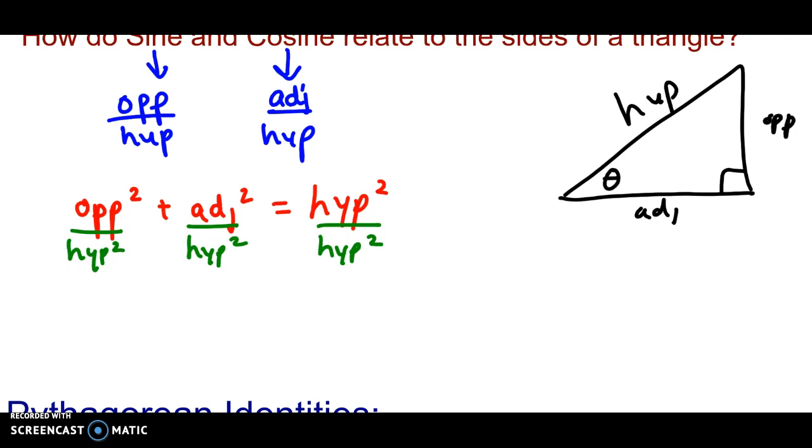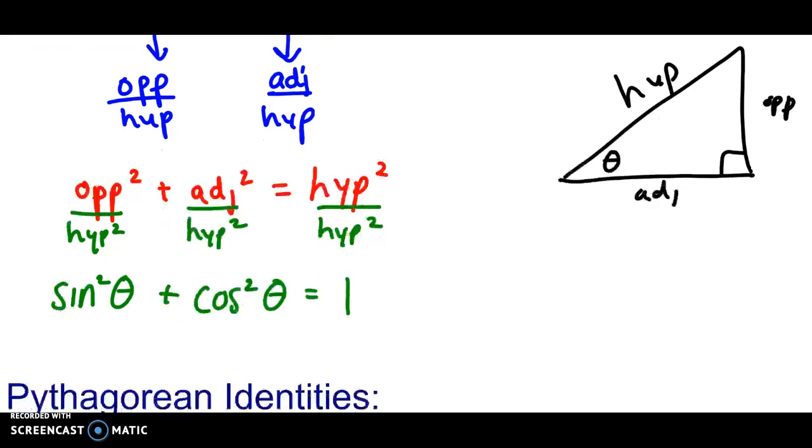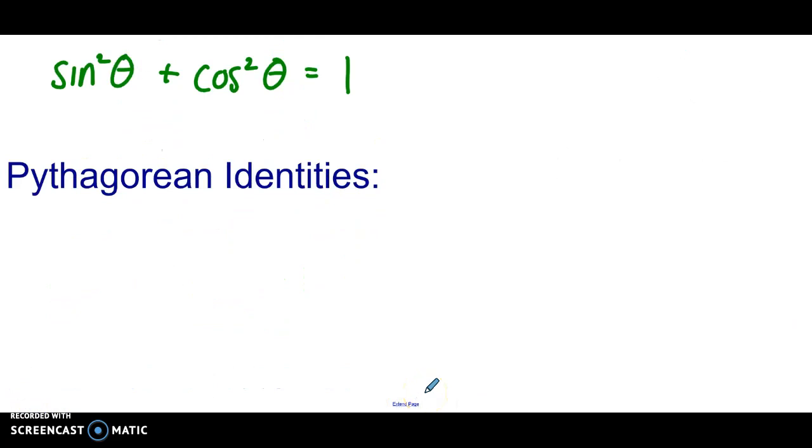Well, what does that equal? Opposite squared over hypotenuse squared is sine squared. And adjacent over hypotenuse, both of them being squared, would be cosine squared of theta. And this over here is just 1. What? That's beautiful. So that actually is our first Pythagorean identity, which we all know. We're pretty familiar with this one, which is a nice thing.